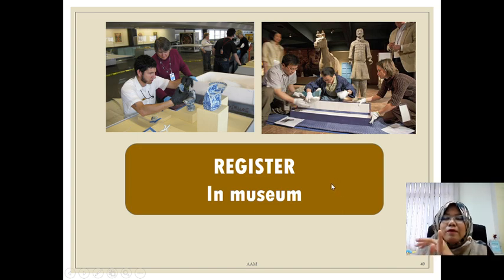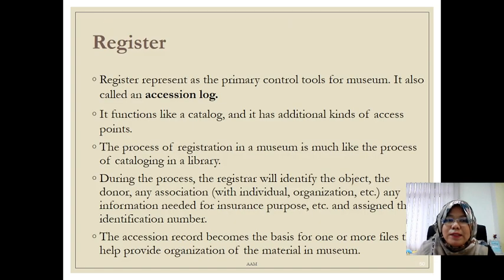Remember, for a library we have a catalog. For an archive we have finding aids. For a museum we have a register. The register is the primary control tool for a museum. It is also known as an accession log. It functions like a catalog and has additional kinds of access points.